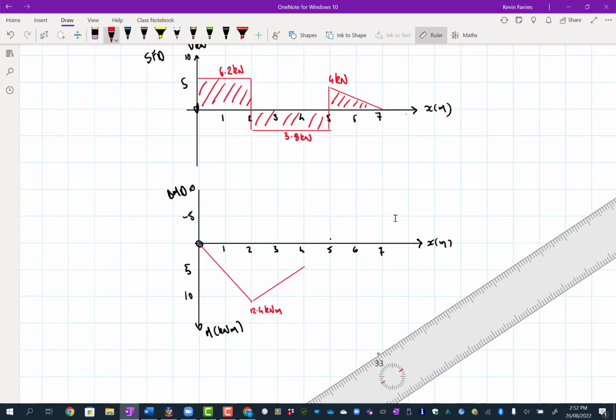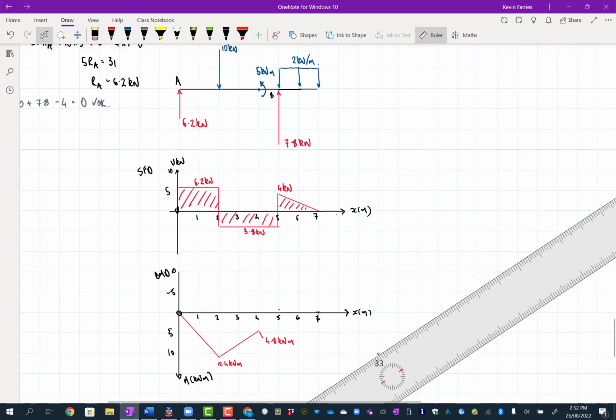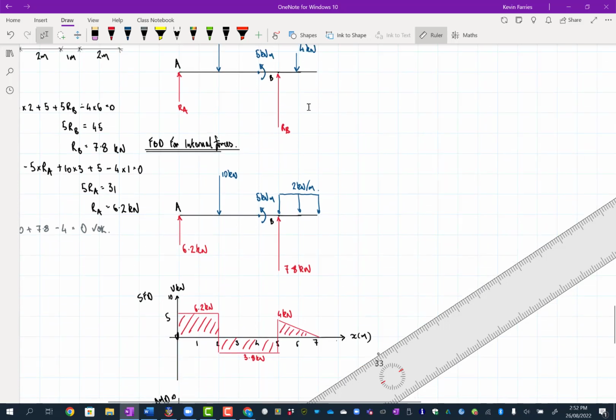Just zoom back in a little bit more. And again, it shows you how important it is to know these little rules. So I was expecting to get back to 0. If I had gone to this point 1, I couldn't see how it was going to get back to 0, because it's going to be going down 2 kilonewtons for every meter. So it's going to end up negative at the end, and it can't be negative at the end because it's got a free end. There's no moment there.